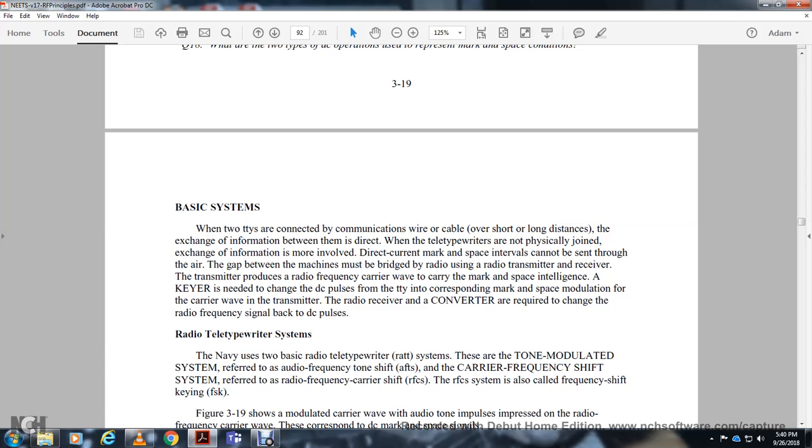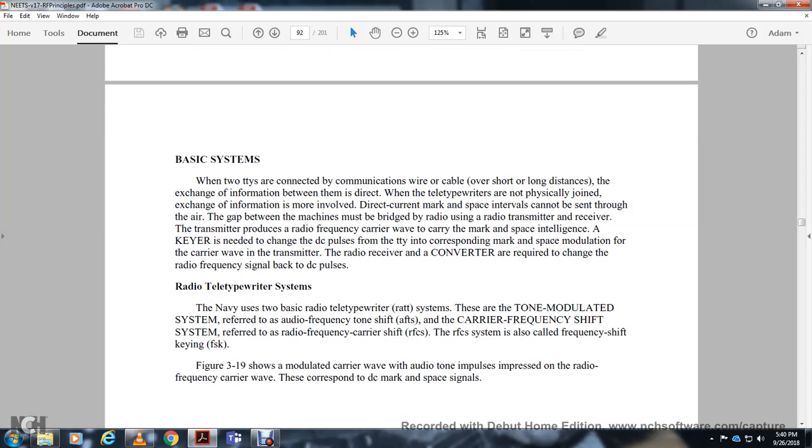The key is the need to change the DC pulses from the teletypewriter into corresponding marks and spaces of a modulated carrier wave to transmit. At the receiving end, a radio receiver or converter is required to change the radio frequency signal back to DC pulses. Alright, your radio teletypewriter system.